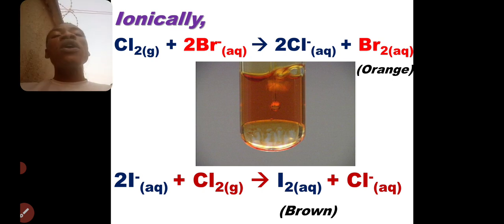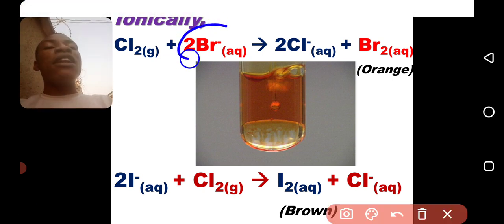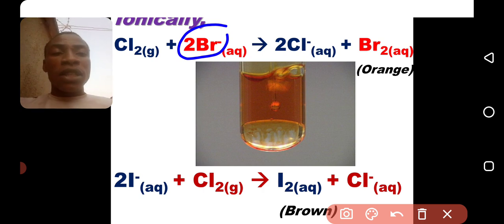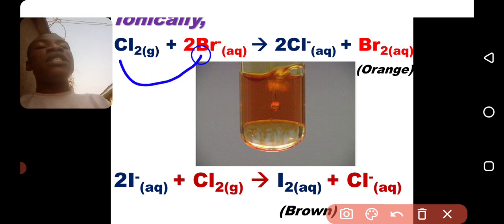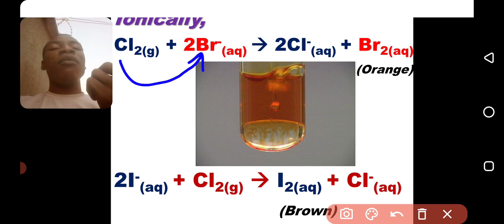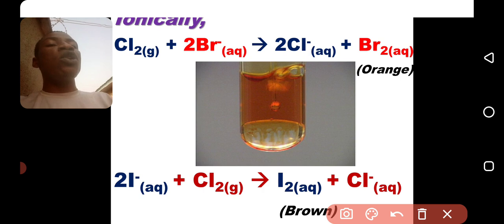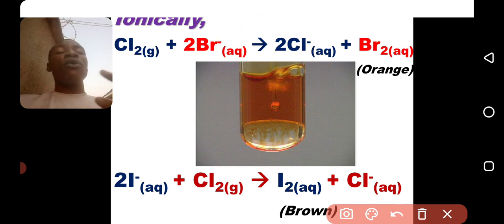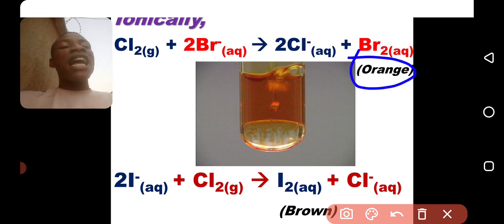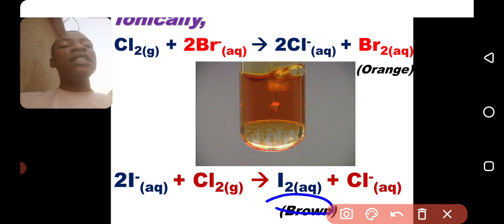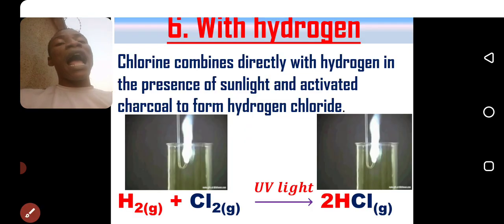Ionically, it can also be written in the form of ions. When you see Br minus, it's telling you that it's a compound of bromine. So chlorine can react with it and displace the bromine to become Cl minus, meaning that chlorine has displaced the bromine, and Br minus will turn to ordinary Br2. The same reaction that will occur is what we have shown there. There will be orange coloration if bromine is discharged, and there will be brown coloration if iodine is discharged. It's a displacement reaction that tells us that chlorine is more reactive than iodine and bromine.